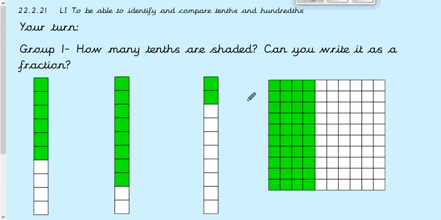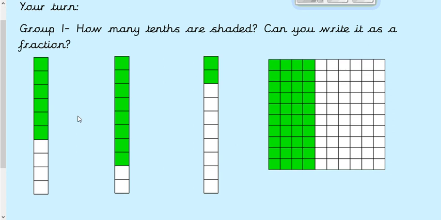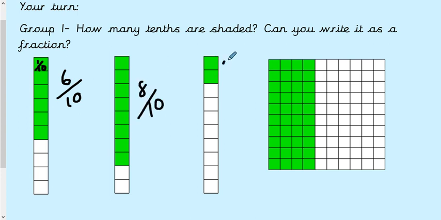Okay, welcome back. Let's go through the answers then. So group 1, how many tenths are shaded? I actually told you what fraction each one is. So each of these blocks is worth a tenth. So you just had to count how many are shaded. So 1, 2, 3, 4, 5, 6. So this is 6 tenths shaded. This one is 1, 2, 3, 4, 5, 6, 7, 8. 8 tenths shaded, and this one is 2 tenths shaded.